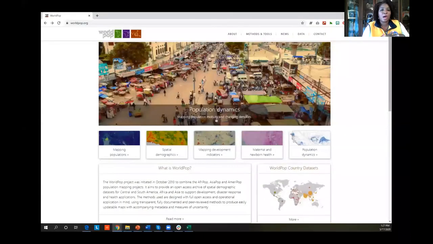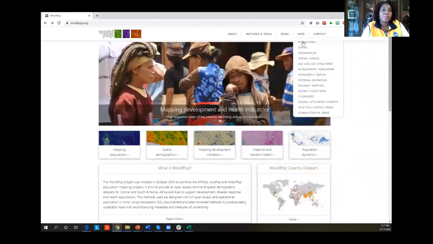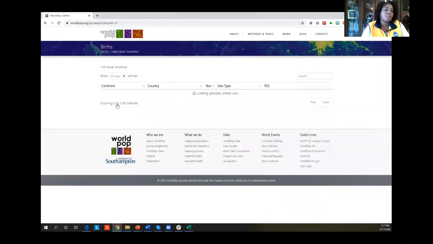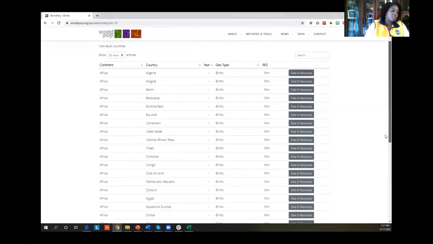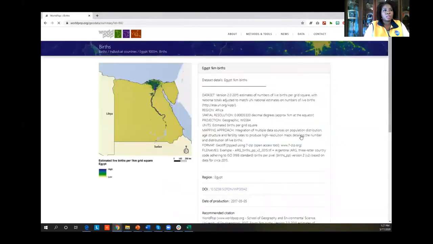So this is WorldPop. They have some fantastic work on mapping populations around the world, and they have opened up the data behind their maps. So we're going to look at some data on births. They have it by individual countries, and you can see here our options. We're going to choose one of these to look at, Egypt.